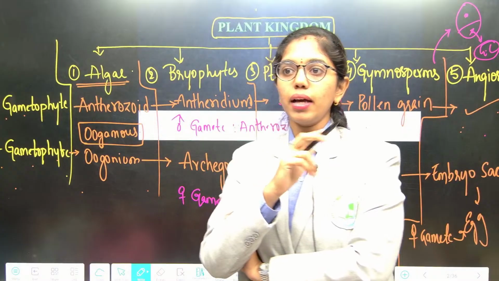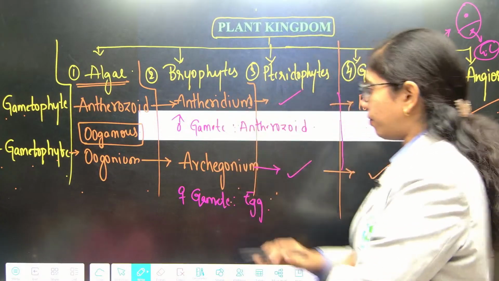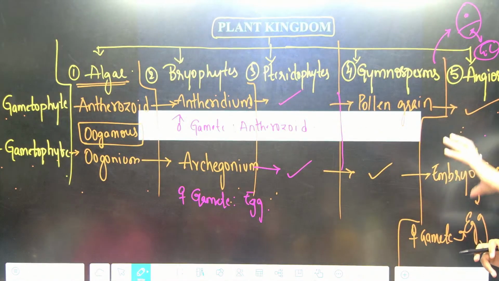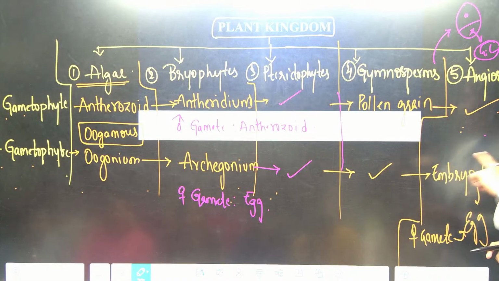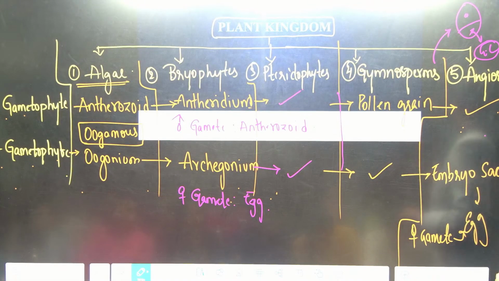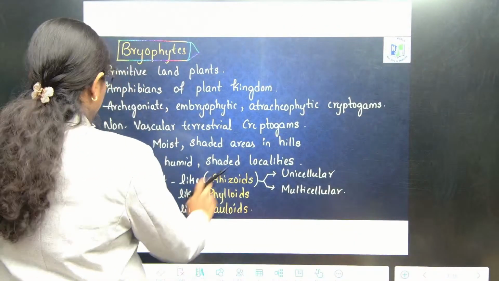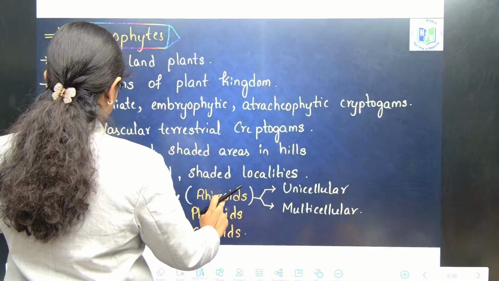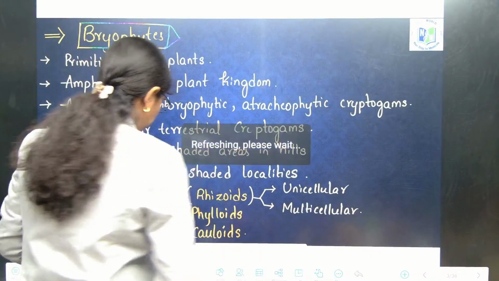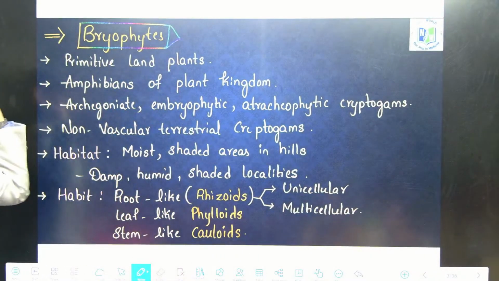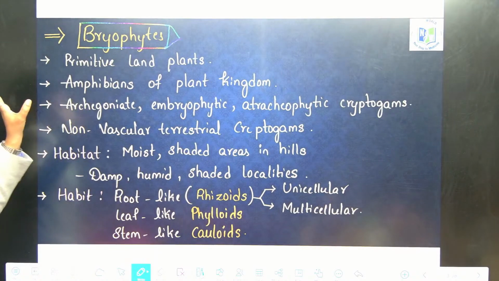Clear till here? Everybody, revised algae. Now you are okay with the male and female gametophytes and male and female gametes of all the 5 divisions. Clear, right, everybody? Now, bryophytes. See, I will give you ample time at the end. Focus only on the class.